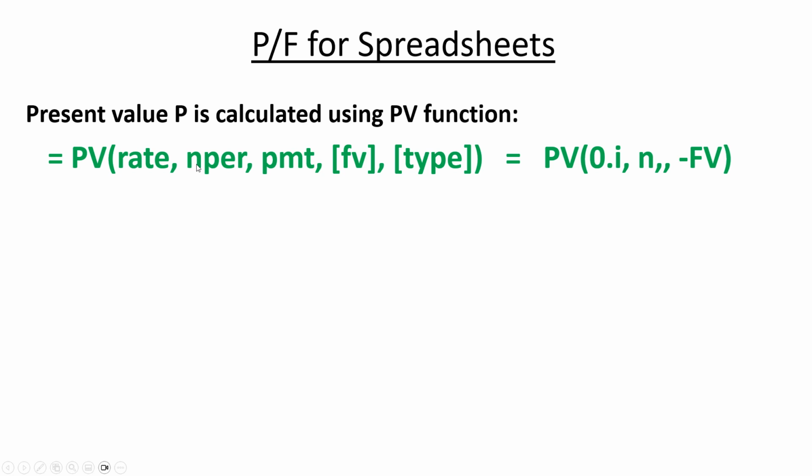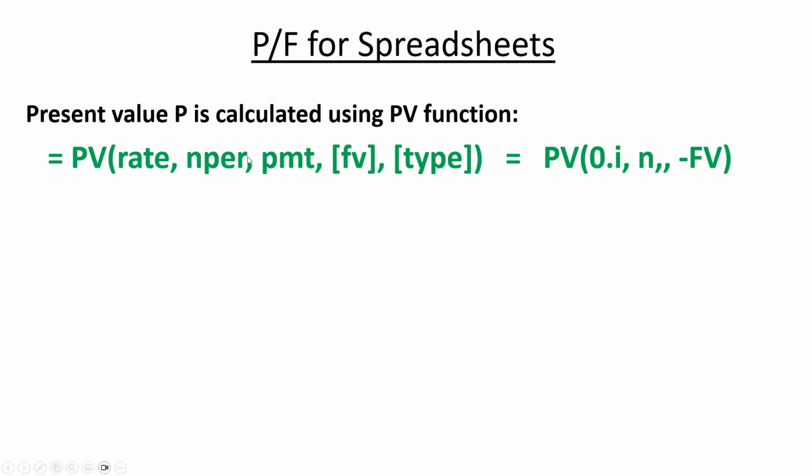Anybody remember what NPER stood for in the illustration last time? It's the number of periods. And so if we have annual compounding, then that would be the number of years. If we have monthly compounding, that would be the number of months that applies in the problem.